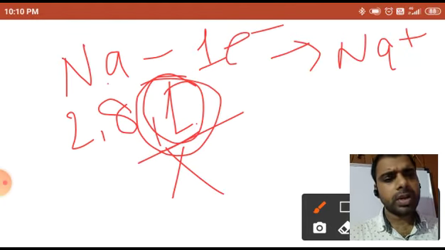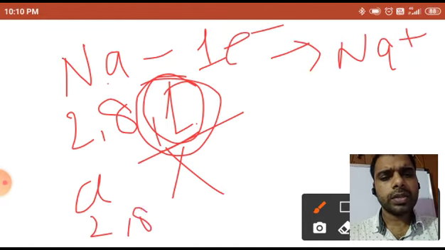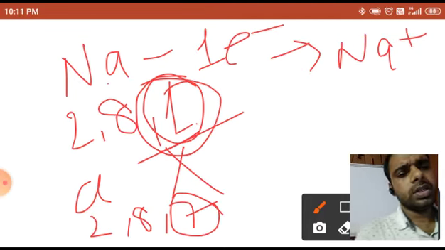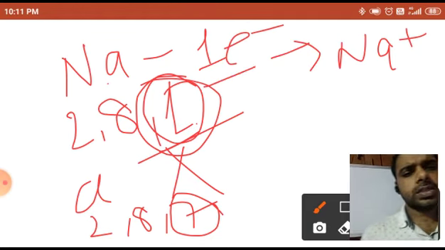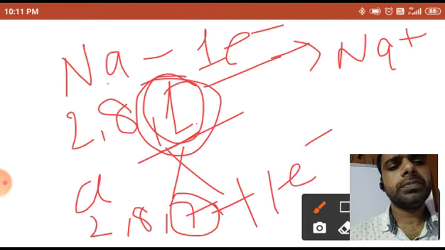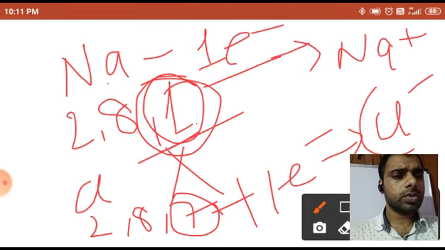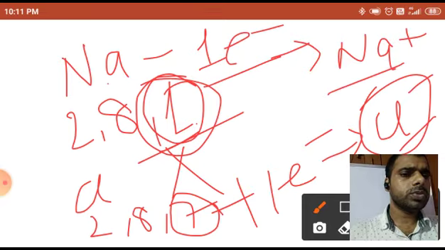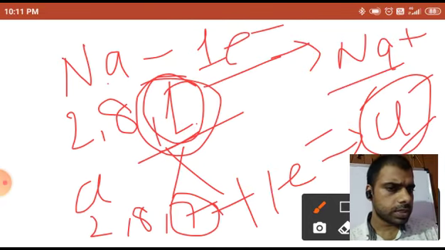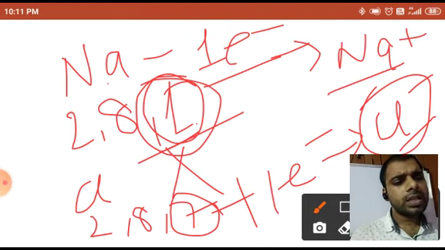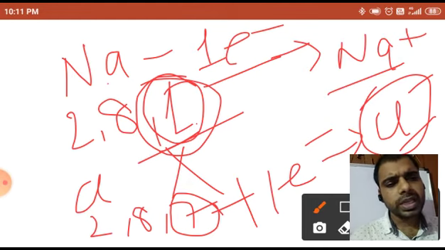Now some non-metal will definitely gain this electron, and I am giving you that example. Cl: 2, 8, 7. Here you can see this 7 is not an octet, so it will gain this one electron which has been lost by sodium, and this will form Cl negative. So chlorine is electronegative, but sodium is electropositive, and you have to understand this thing. Metals have the losing capacity. Losing capacity means they every time want to lose their electrons.